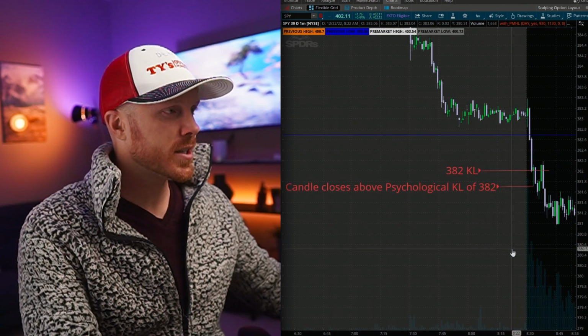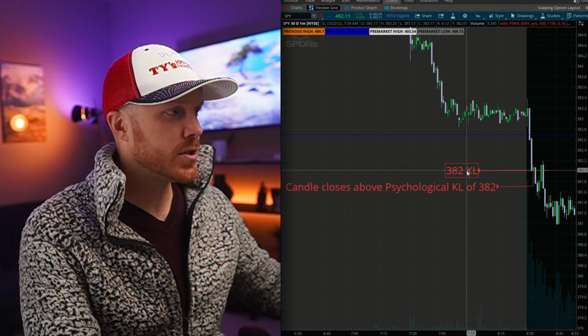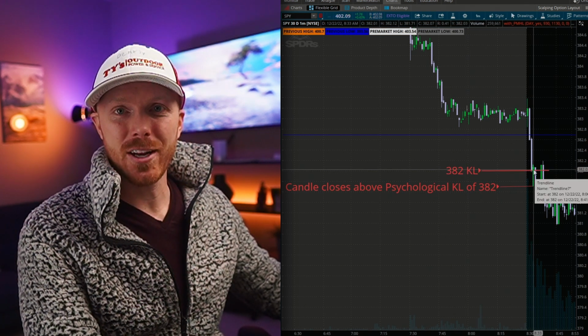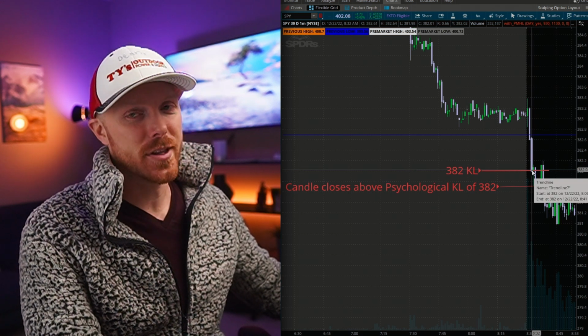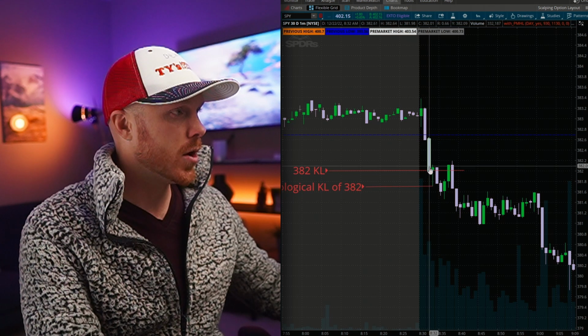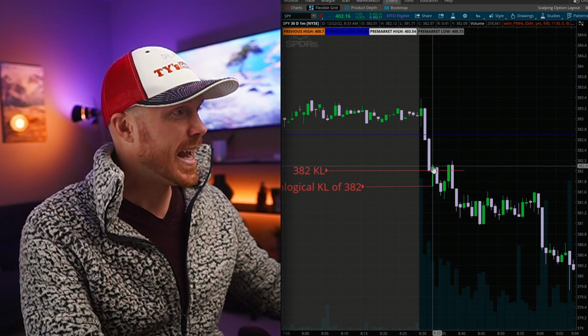Okay, here we are on December 22nd. We have this key level right here of 382. This is a psychological key level, and the profit taking candle is happening right at that level. This makes for a stronger move. You'll see right here, it comes straight down, stops exactly at 382. It comes up, it continues on.